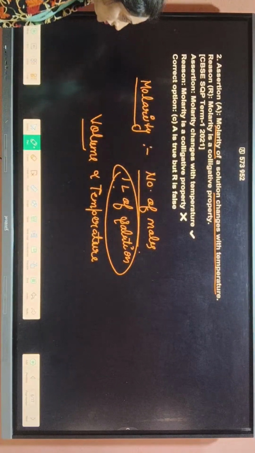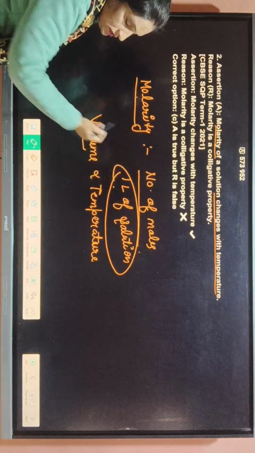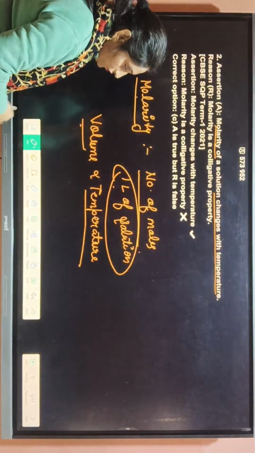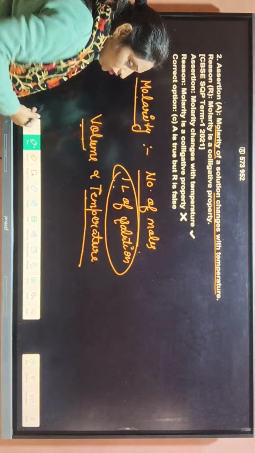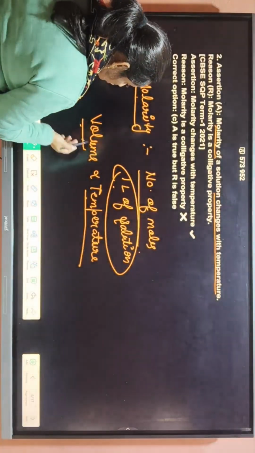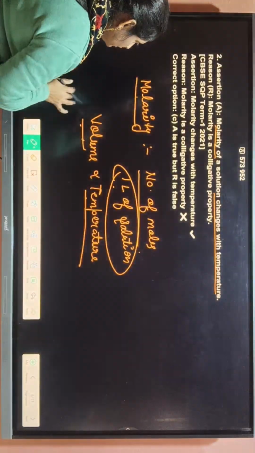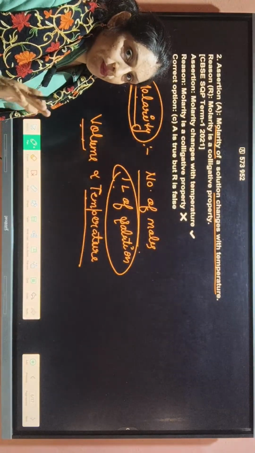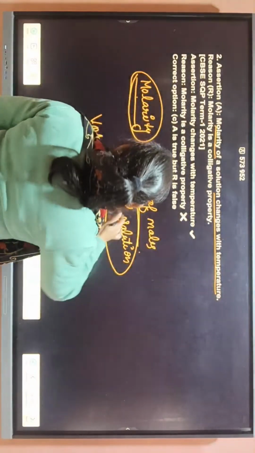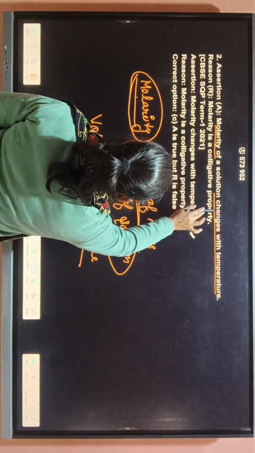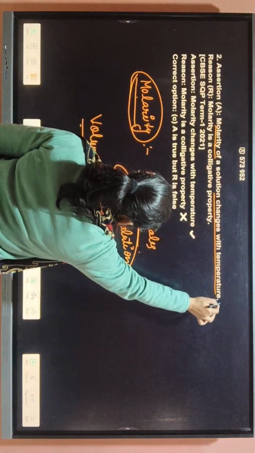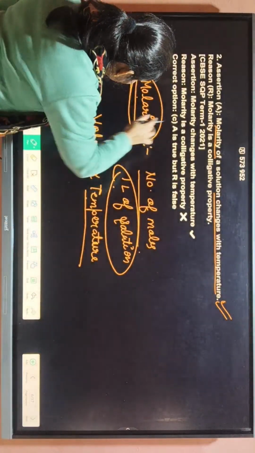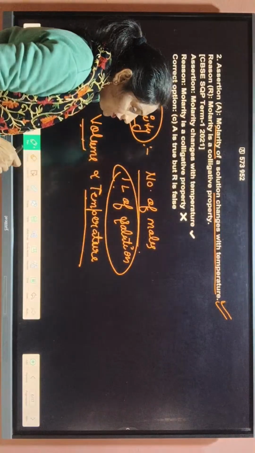Okay, so student, because molarity is based on the volume and volume is based on temperature. If temperature will increase, then volume also increases. So student, volume is temperature dependent. Hence we can say molarity is also temperature dependent. Molarity changes with temperature. Yes, this one is the right point. Okay, it is correct. Molarity is a colligative property.